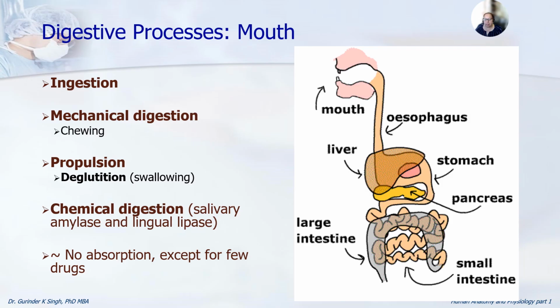Okay, so let's now look at what are the digestive processes which occur in the mouth. So ingestion is one of them. Second is mechanical digestion. We chew the food. Then we have propulsion, which is swallowing. We call it deglutition. And then we also have some chemical digestion. So salivary amylase and lingual lipase help to dissolve a little bit of carbohydrates and lipids. In the mouth, we have no absorption except for a few drugs. They can be absorbed inside the mouth.